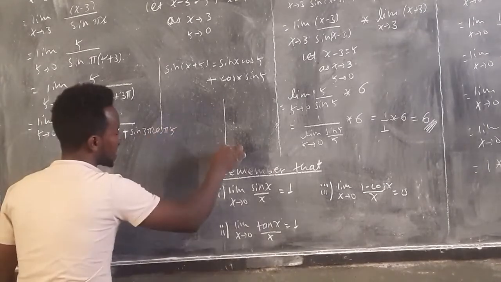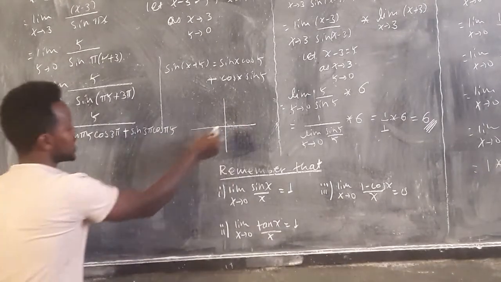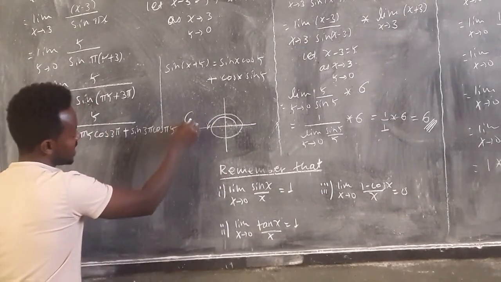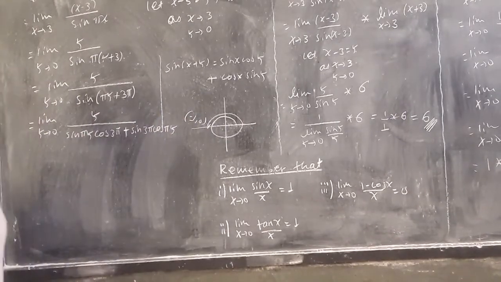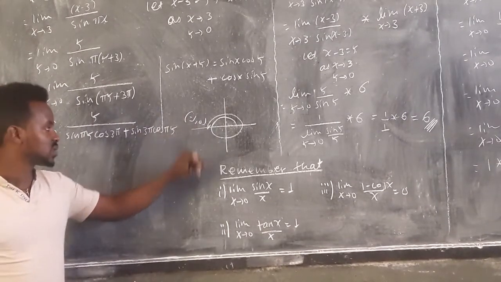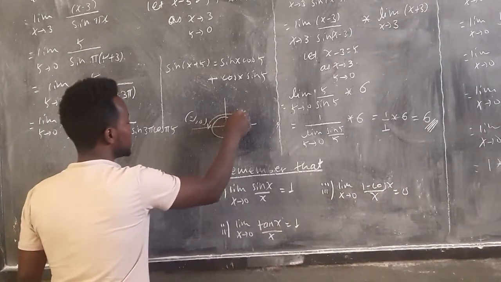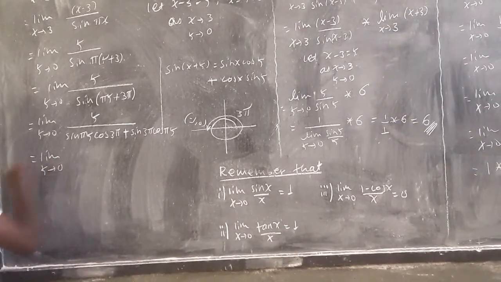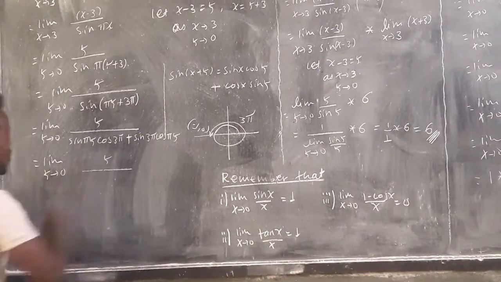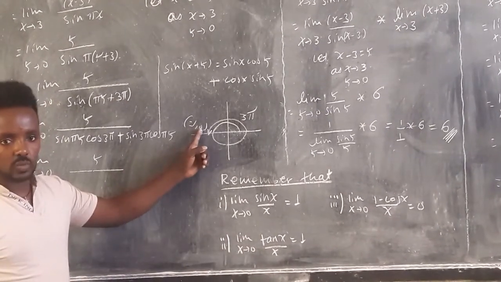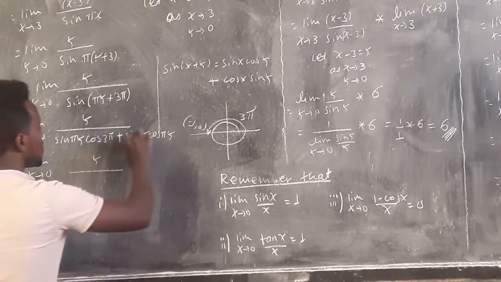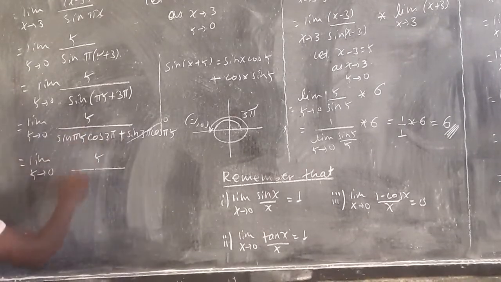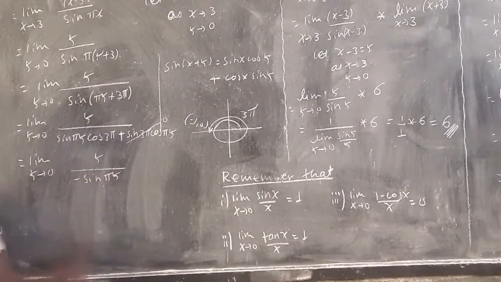Then the angle 3 pi is pi plus pi plus pi, which is at the point minus 1, 0. So the sine is 0 and the cosine is minus 1. So this is the limit as y approaches 0 of y over: sine 3 pi is 0, so this term is 0, and cos 3 pi is minus 1, times sine pi y.